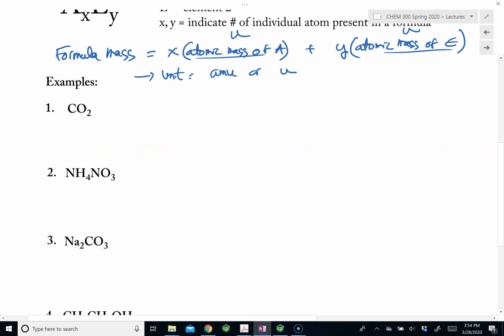Let's now try a few practice problems. What would be the molecular mass of CO2? And here in this case, we can use the word formula mass or molecular mass. Both would imply the same thing. But it's possible for us to use the word molecular mass here, since this is a molecular compound.